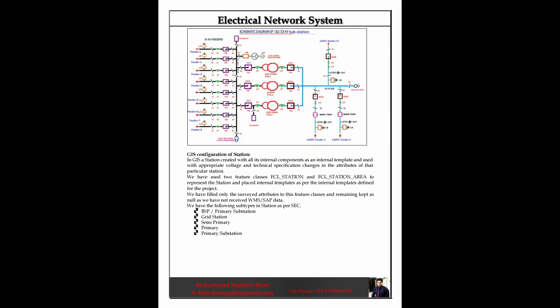GIS configuration of station. In GIS, a station is created with all its internal components as an internal template and used with appropriate voltage and technical specification changes in the attributes of that particular station. We have used two feature classes, FCL_station and FCL_station_area, to represent the station and placed internal templates as per the internal templates defined for the project. We have filled only the surveyed attributes to these feature classes and kept the remaining as null as we have not received WMS/SAP data. We have the following subtypes in station as per SEC.